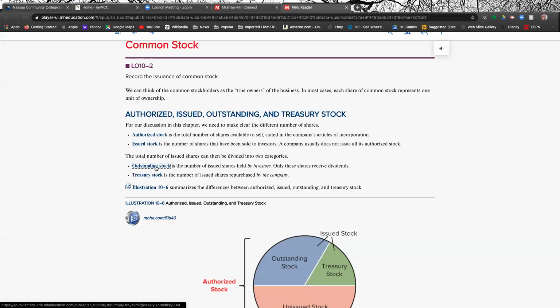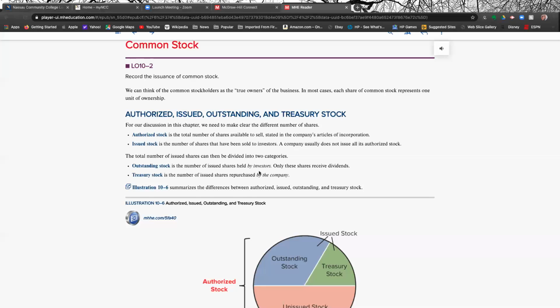Now, outstanding stock. What's outstanding? It's the number of shares held by investors. Well, isn't that what issued stock is? Not really, because sometimes companies will buy back shares of stock, and that's stock that is not being held by investors.